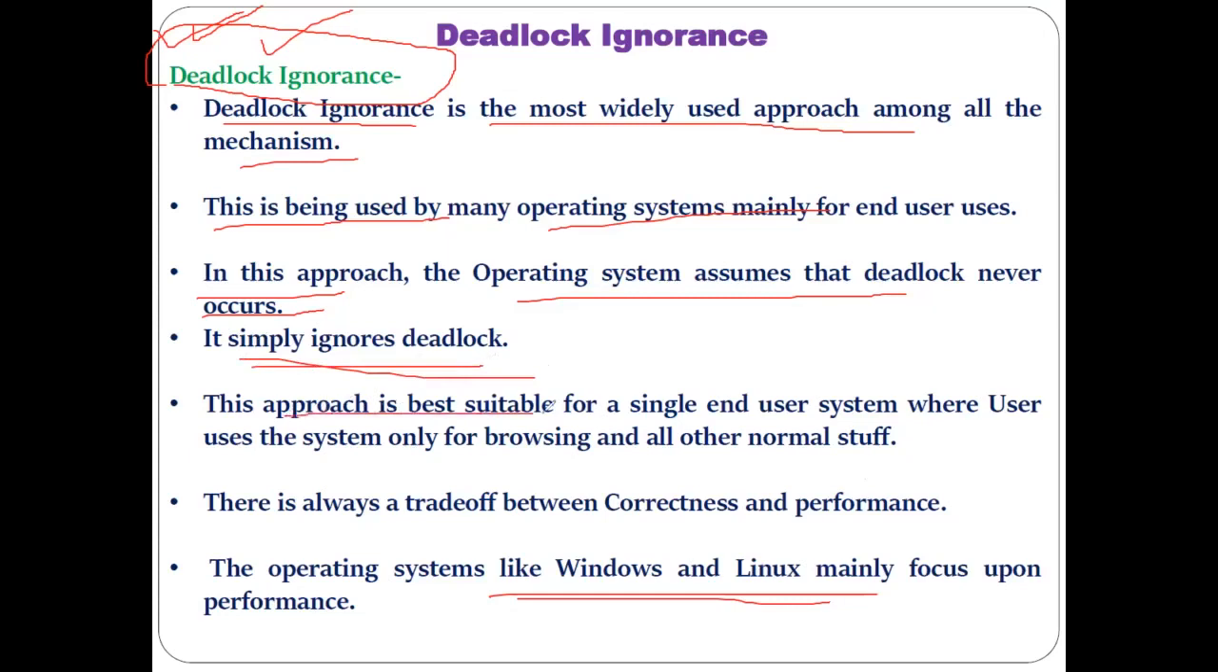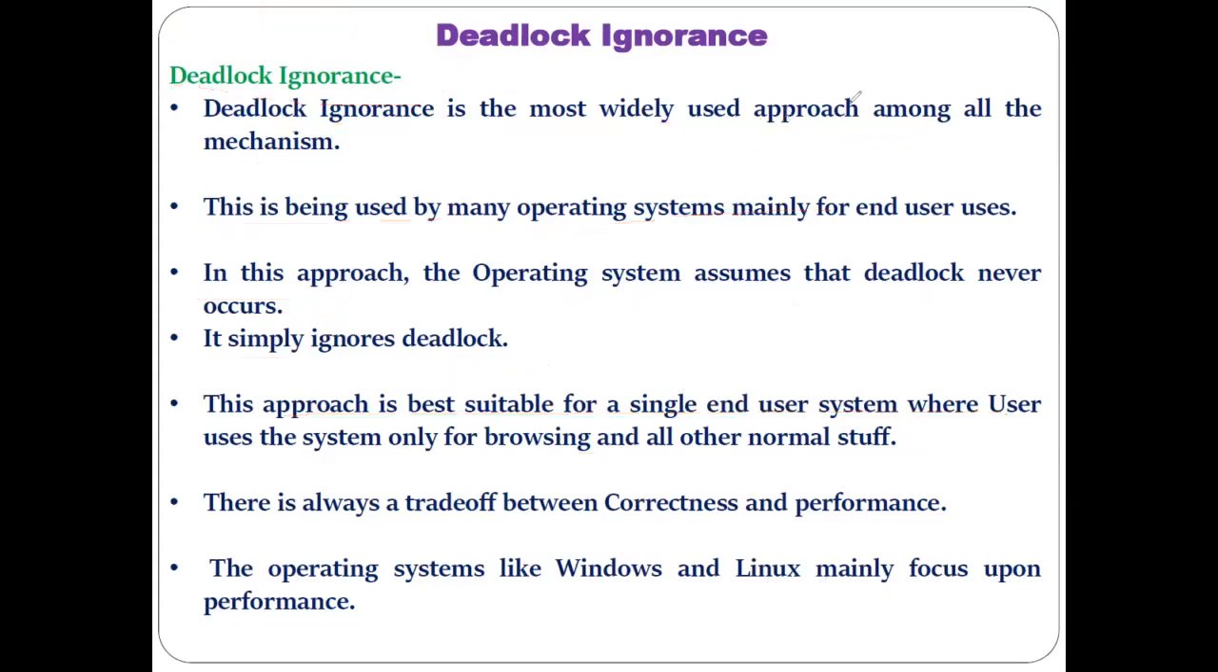So this is the best approach suitable for the single end user system, where the user utilizes the system only for browsing and all other normal stuff that I already told you. So general users of the computer never have to worry about deadlock. Understood? Because even if the deadlock occurs in our system, we don't have to worry about it, because it is not going to harm or have any major effect on the working of the computer, or cause any kind of loss to the end users, because we are doing normal operations on the computers.